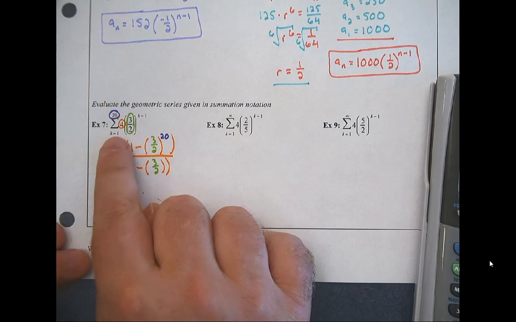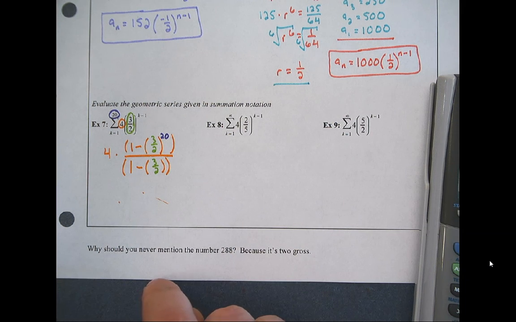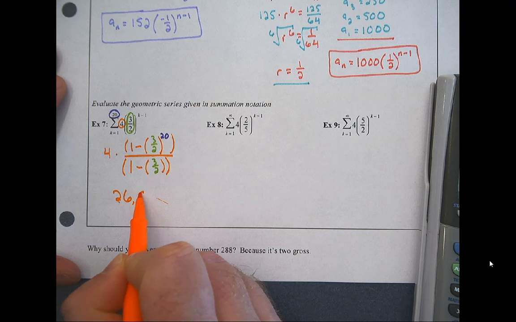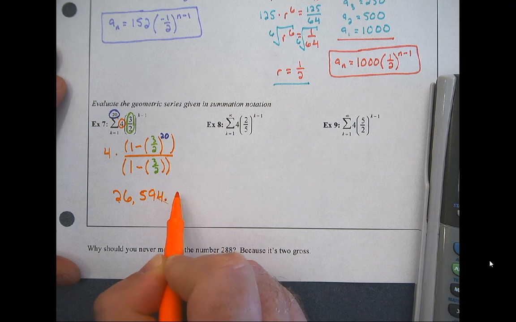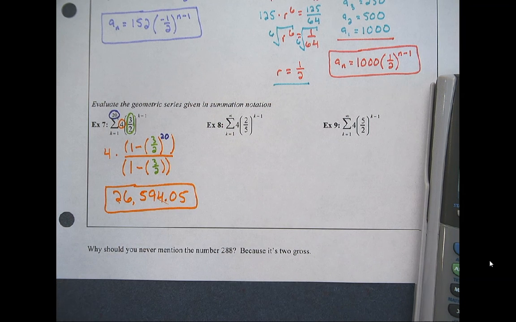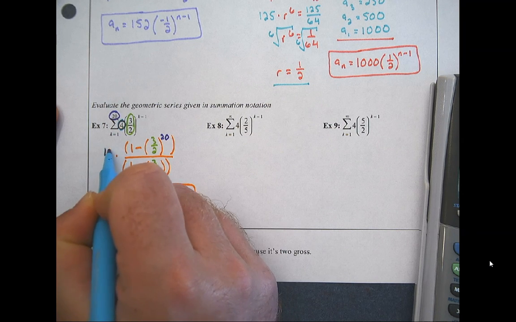It kind of makes sense. If you take 4 and keep timesing it by 1.5, 1.5, 1.5, you're going to get a lot of decimals. So our end answer would be 26,594.05. I decided to go to 2 decimal places. That's usually a pretty good number to go to. How could I change this? Let's pick a different color for next year. Let's make this blue for next year.